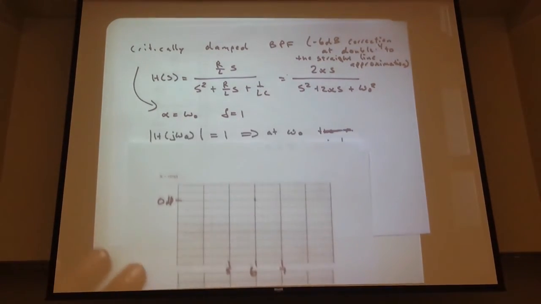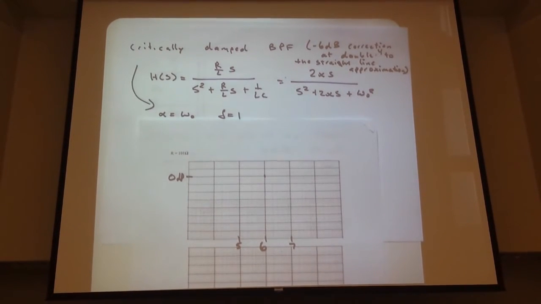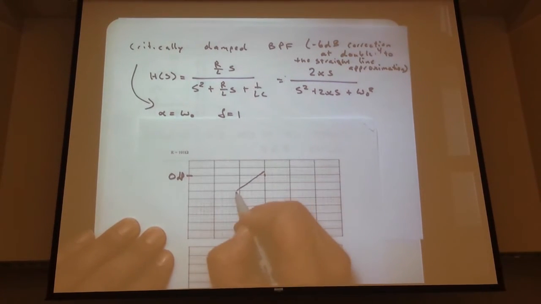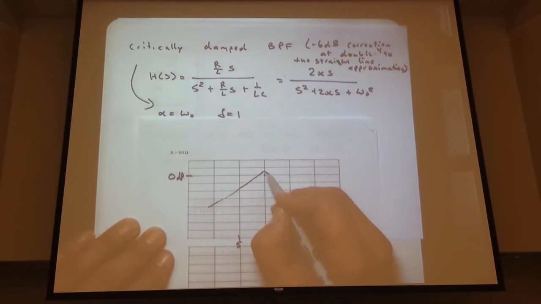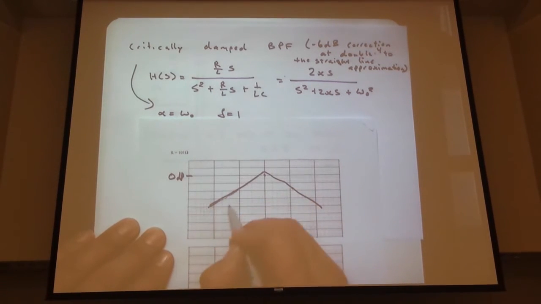Well, that's kind of two rules together. At H of j omega naught, the magnitude of the transfer function is 1, which is a 0 dB point. It's also a -6 dB correction relative to the straight line approximation. Well, the straight line approximation is 20 dB roll off to each side. So what does that mean with regard to our straight lines? That should go like this. There's our straight line. 20 dB roll off.